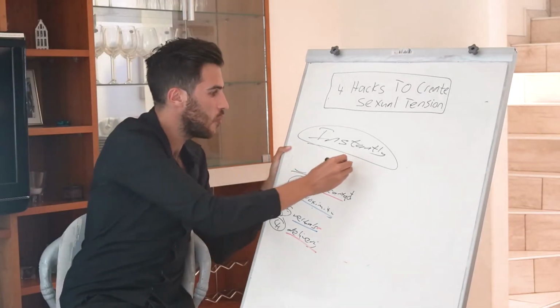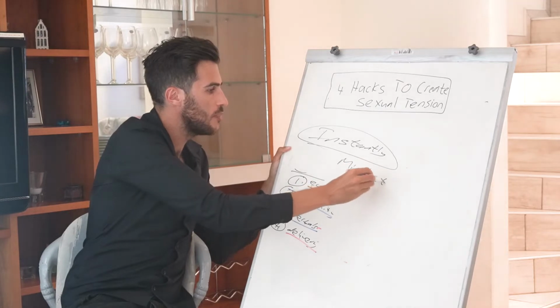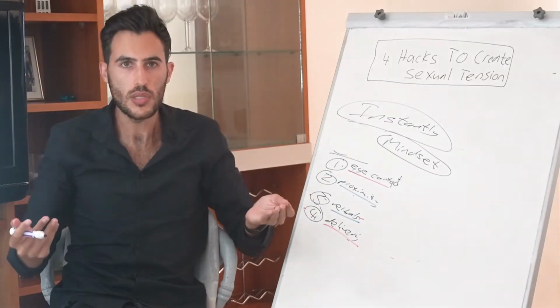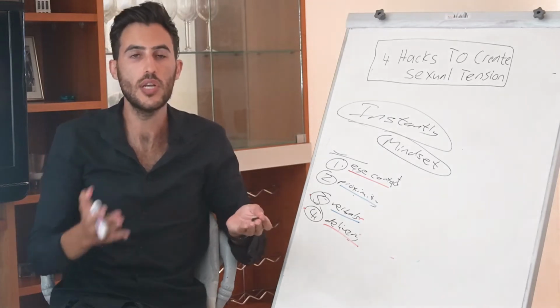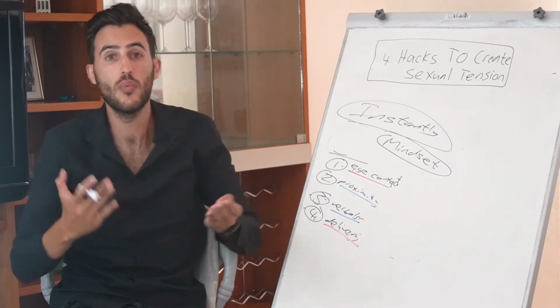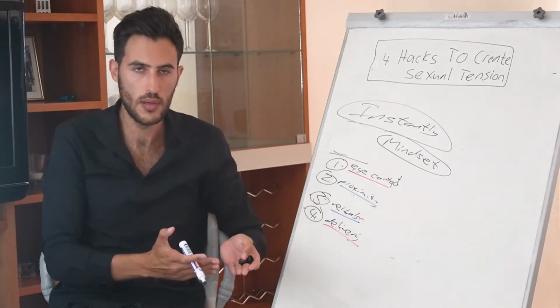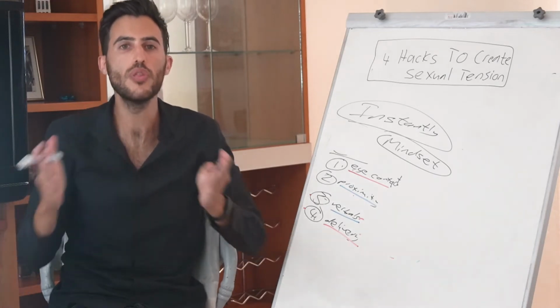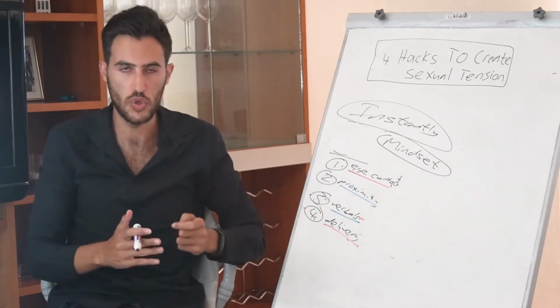Now, before I get into it, I want to just tell you the mindset that you need. The mindset that you need is sexual tension is good. Without sexual tension, you're going to be friend zoned. Without sexual tension, she'll see you as a person that she doesn't want to have a sexual experience with. Okay? Sexual tension is not just for you. It's not just for her. It's for both of you together to have an experience that you want.